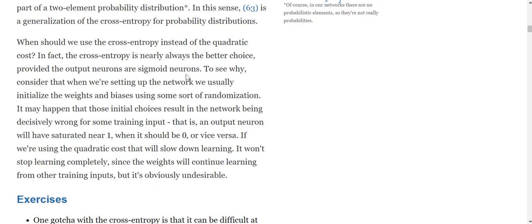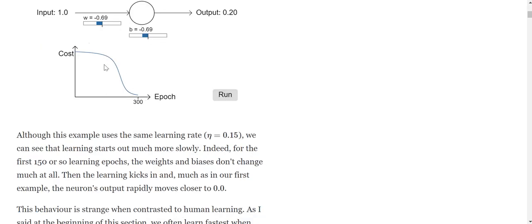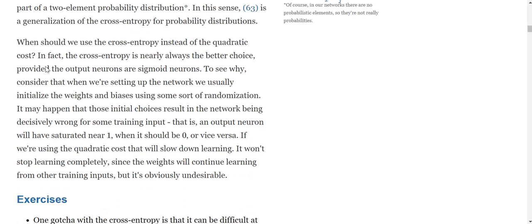Okay, so what they're essentially saying is, in general, cross entropy is a better choice over quadratic cost if the output neurons are sigmoid activation based. And to see why, when we initialize the weights and biases, we use some randomization, right? So it might be that the randomization is such that we get a very wrong output at first. If we use the quadratic cost, we'll get a sort of graph like this while training, which would take a very long time.